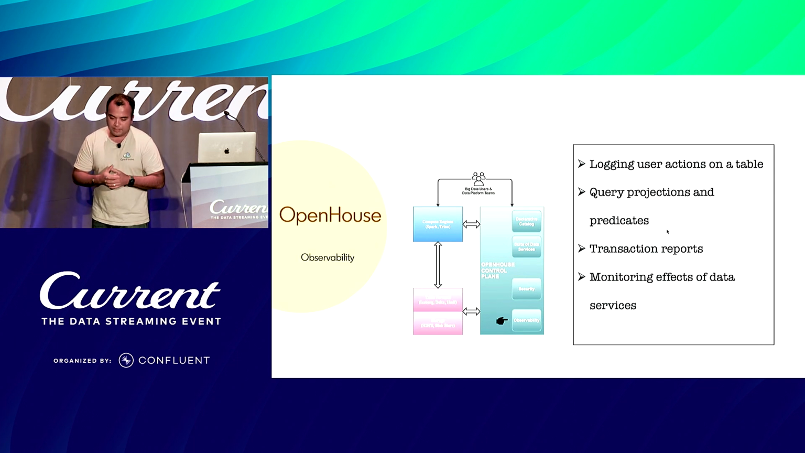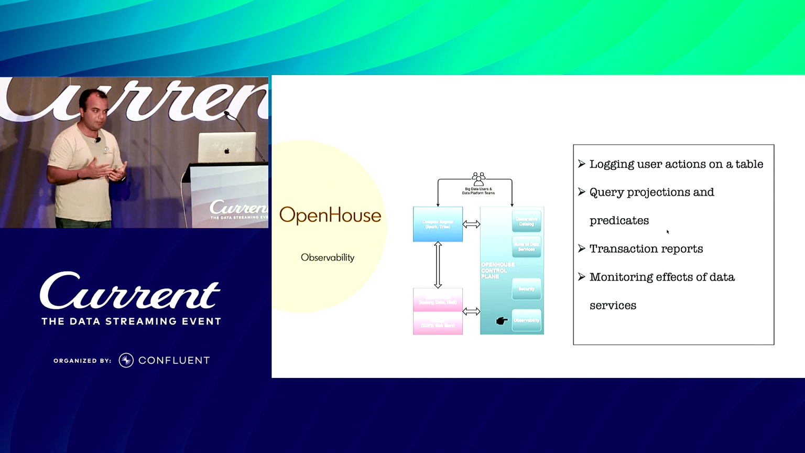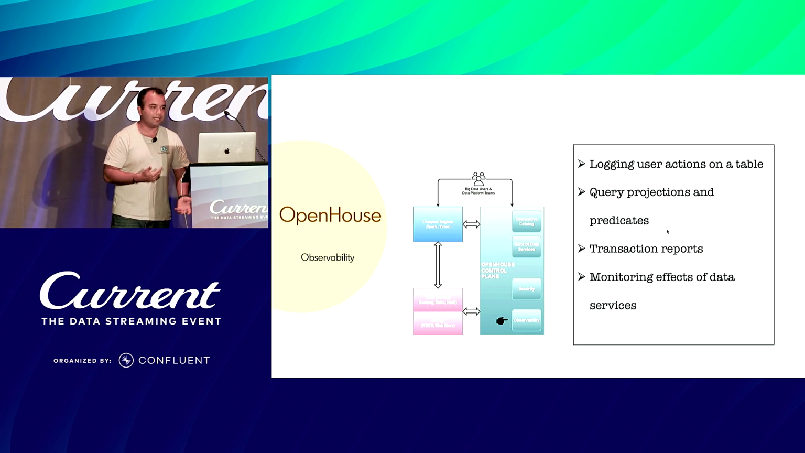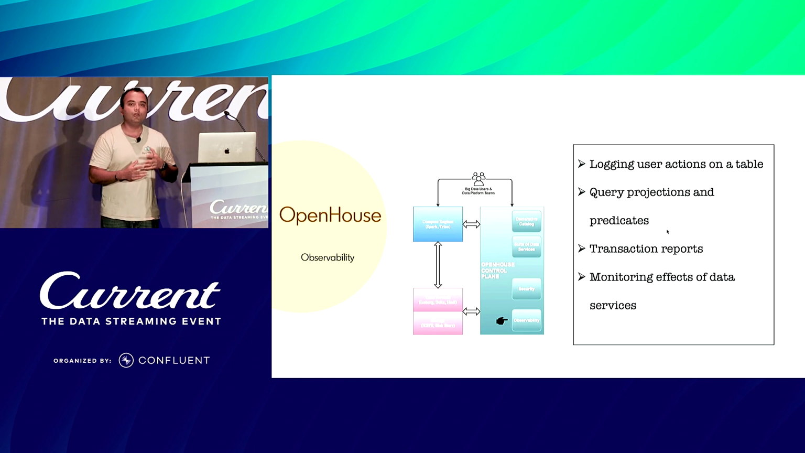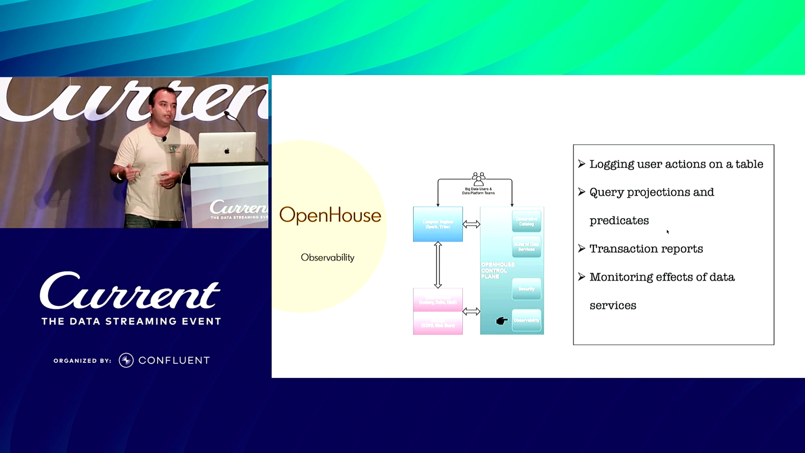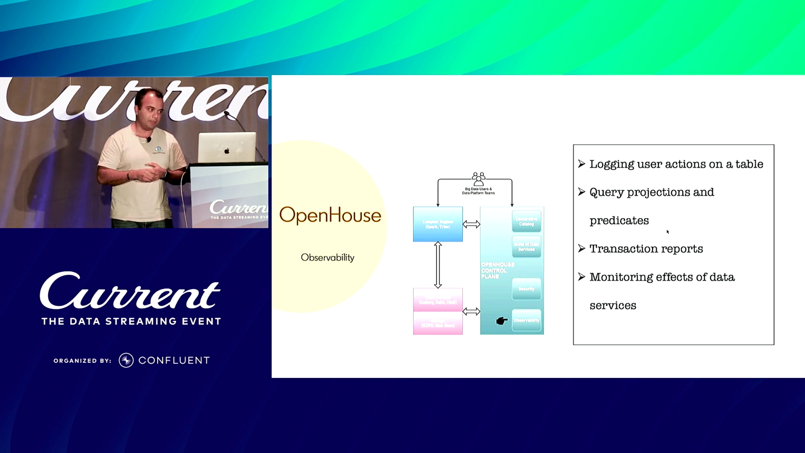The observability part is key, because the better the observability we have, the better we can innovate, right? So we log a lot of user actions that are happening on the table. We log query projections and predicates so that we can say that this column looks like a good candidate for clustering, or this column looks like a good candidate for sorting. Those kinds of optimizations you can start doing.